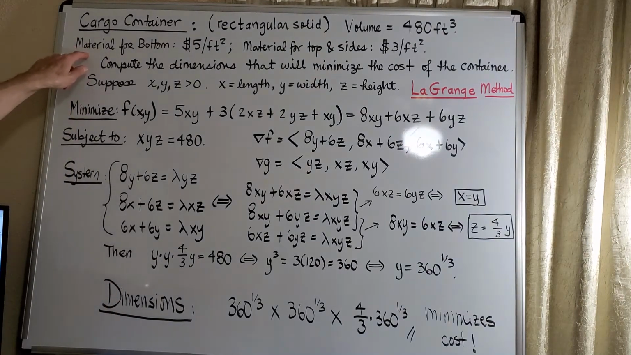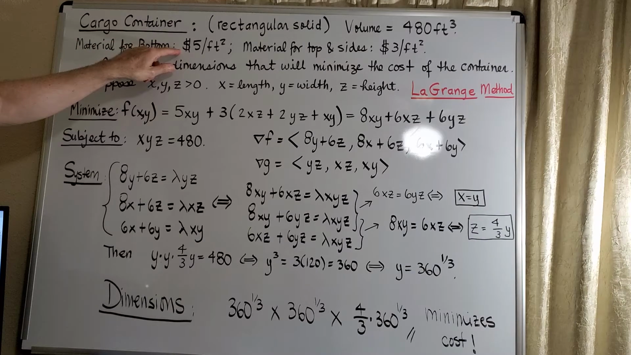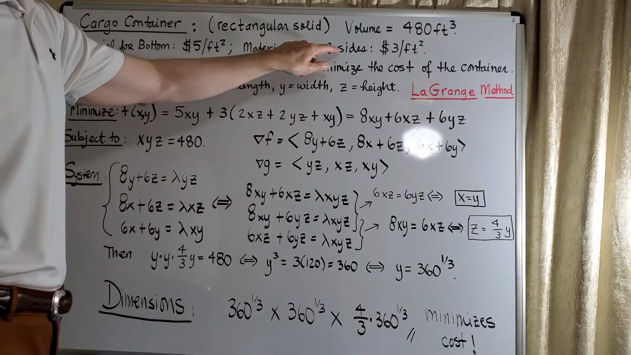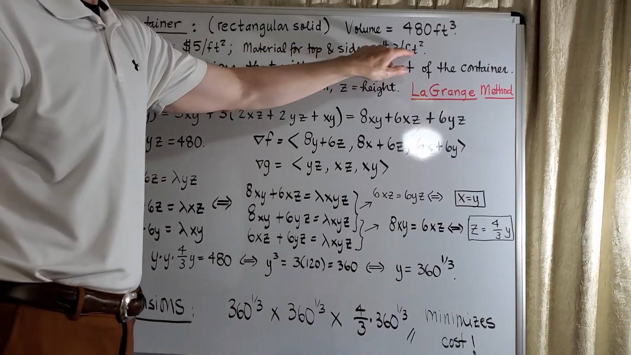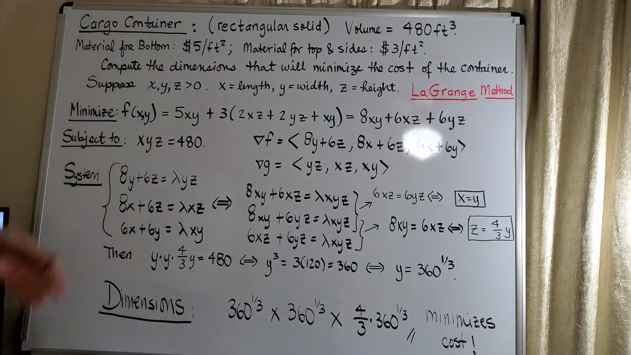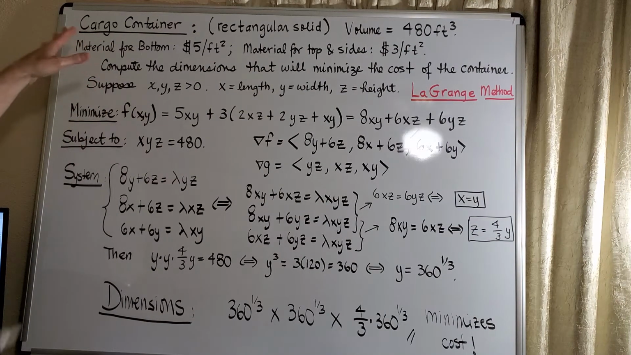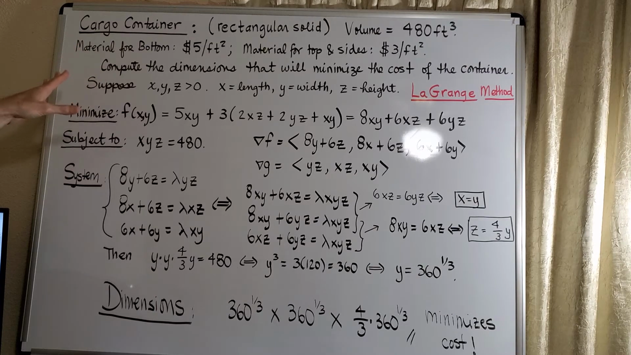Now, the material cost for the bottom of the container is $5 per square foot, and the material cost for the top and the sides is $3 per square foot. What we're asked to do is minimize the cost and find the dimensions that will actually do that.